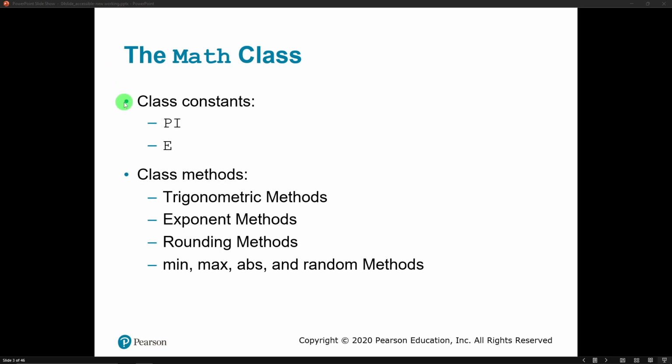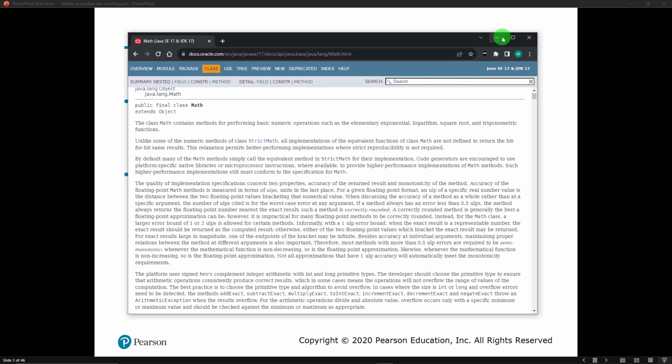The class contains a couple of constants, which is the constant pi, and the constant e, which is Euler's number, used for natural logarithms. The class also has a bunch of methods built in for all the different kinds of trigonometry you want to do, exponents, ways to round numbers, ways to find the minimum, maximum, absolute value, and to find random numbers. These methods are all built into the math class, and we'll take a look at those in our upcoming videos. Before we get to that, let's take a look at the math class.